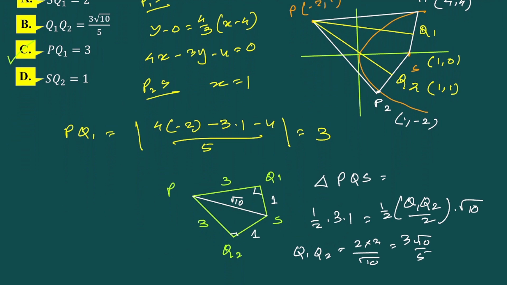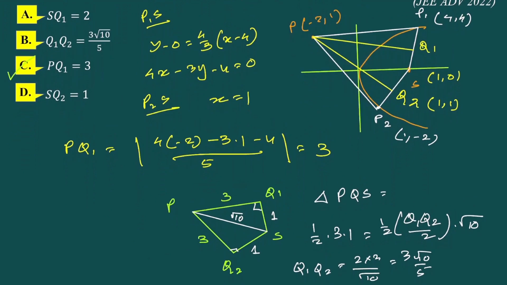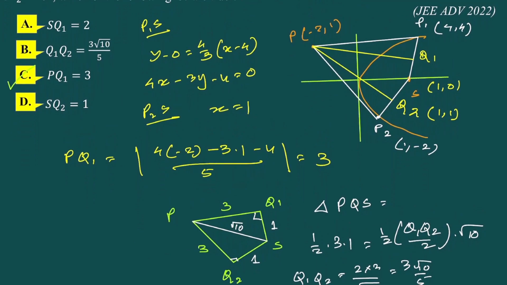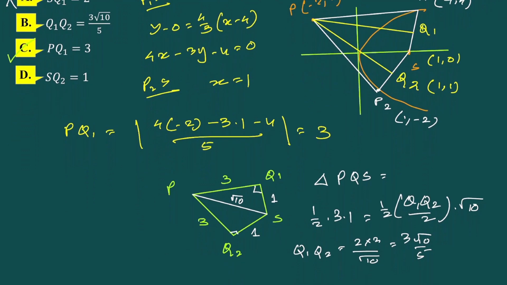First of all, we are seeing here that SQ1 is not 2. SQ1 we already got, SQ1 is 1. So this option is wrong. Okay, I am just marking here. This option is wrong. Now Q1 Q2 we already got here.